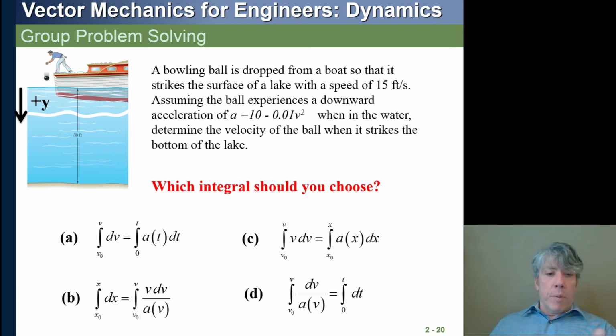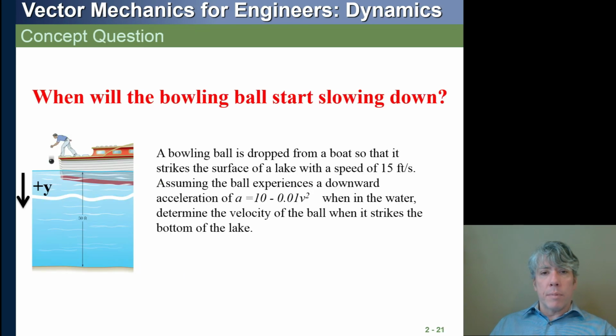If we perform this integration, we would plug in v dv divided by 10 minus 0.01 v squared. We have to break out our calculus books and solve that problem, but it's really not too bad. Once you do that, you would have the position as a function of the velocity. So we would have integrated it once, and we have a relationship between position and velocity. Plug in the position of the bottom of the lake, and that would give us the velocity. So B would be the correct solution strategy in this problem.